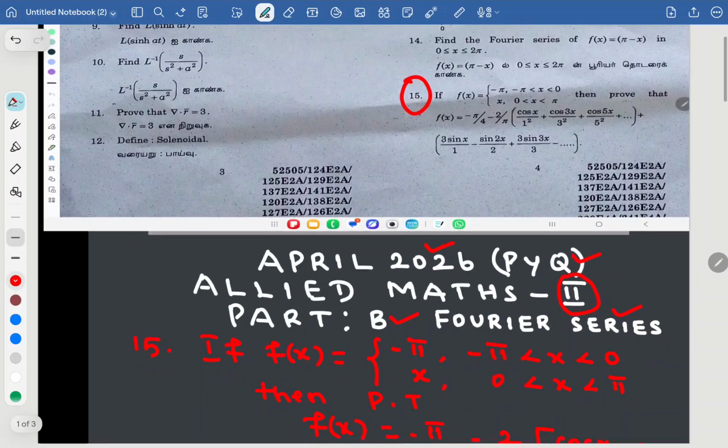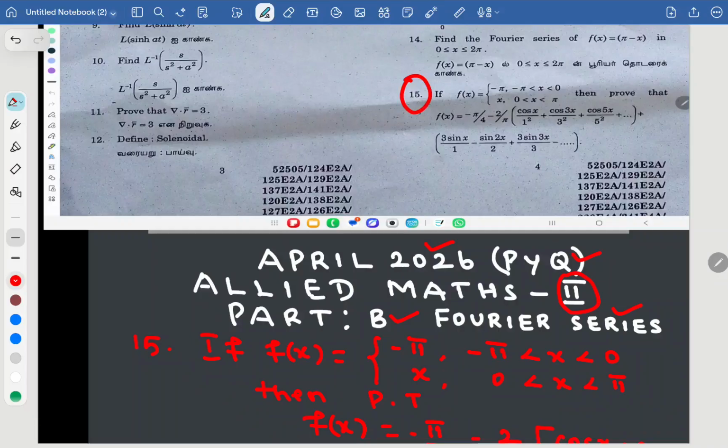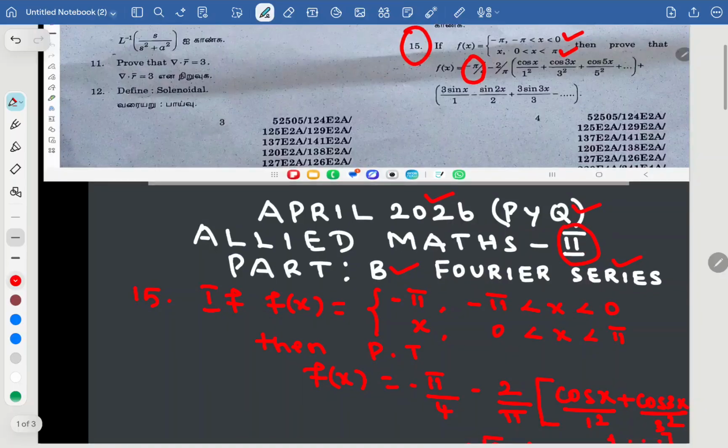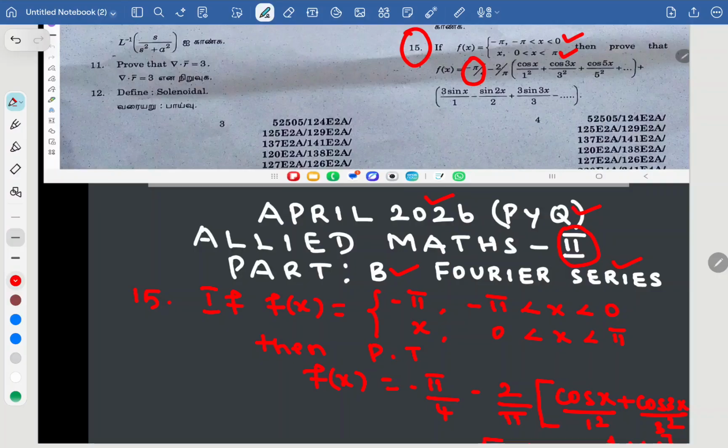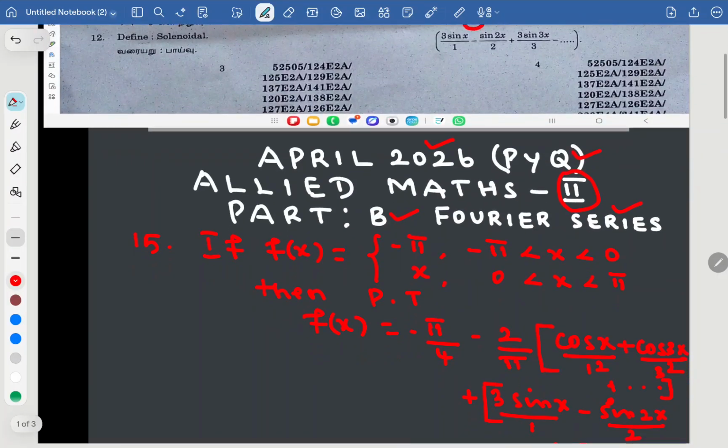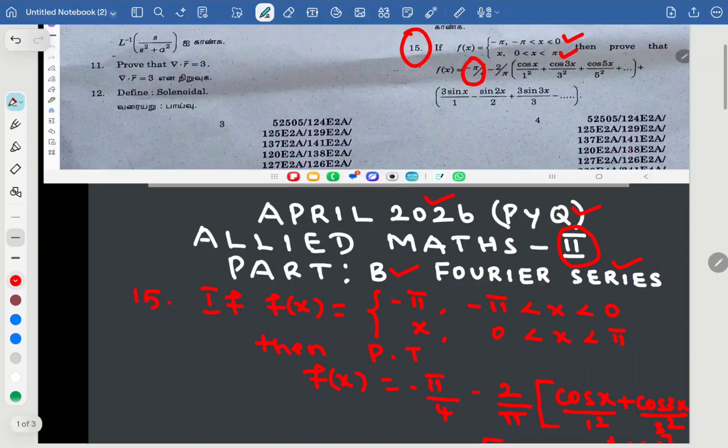It is given that f(x) equals minus pi in the interval minus pi less than x less than 0, and f(x) equals x in the interval 0 less than x less than pi. Then we have to prove that f(x) equals minus pi by 4 minus 2 by pi into (cos x by 1 squared plus cos 3x by 3 squared plus cos 5x by 5 squared plus ...) plus (3 sin x by 1 minus sin 2x by 2 plus 3 sin 3x by 3 minus ...).